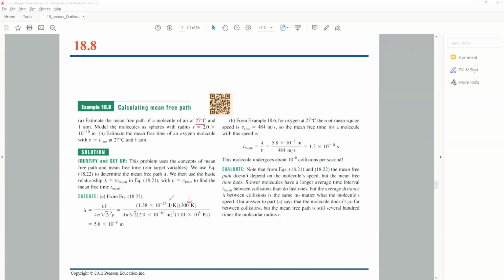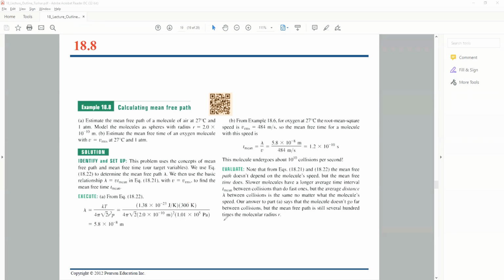Given that k is a constant, and your r squared comes from the radius of 2 times 10 raised to negative 10 meter. That is the radius of the sphere. And then your pressure is 1 atm, or equal to 1.01 times 10 raised to 5 Pascal. So your mean free path of a molecule of air is 5.8 times 10 raised to negative 8 meter.